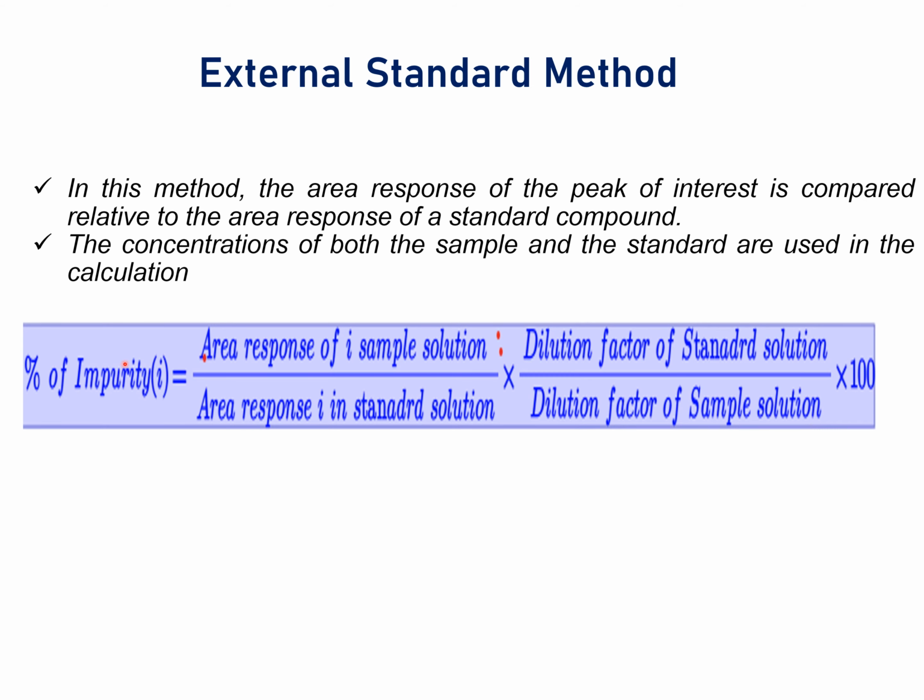Percentage of impurity is equal to area of impurity in sample solution divided by area response of impurity in standard solution into dilution factor of standard solution divided by dilution factor of sample solution into 100 into potency.